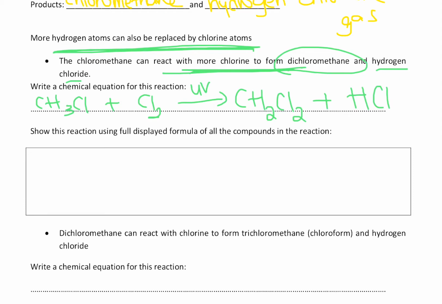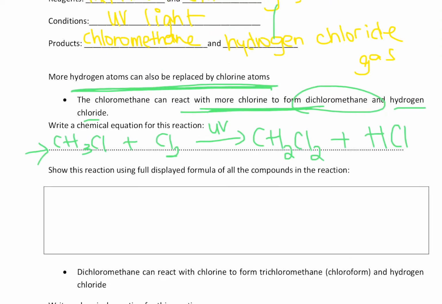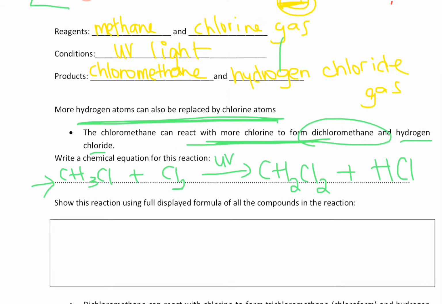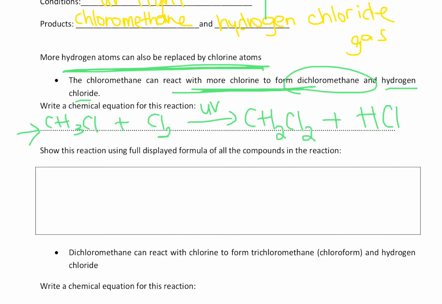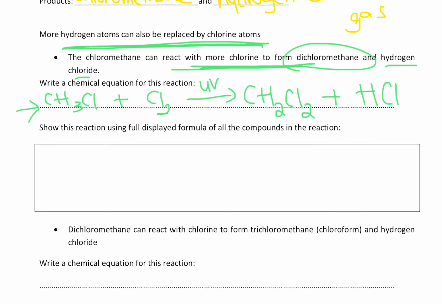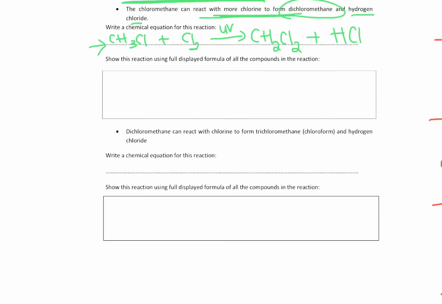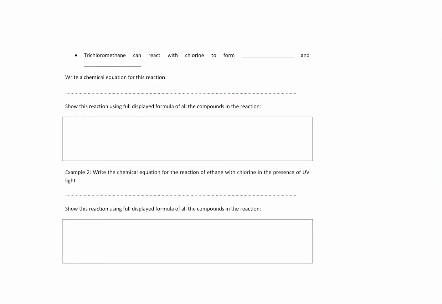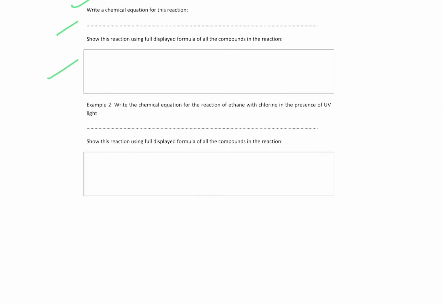And you're going to show this reaction using displayed formula just like that. So for this reaction, you're going to show it just like that. And you're going to do that in your copybook. Take a picture and then upload it in the document. Okay. So then dichloromethane reacts with chlorine, you'll have trichloromethane. And trichloromethane can react with chlorine. I'll let you guess the two products. Write the chemical equation, show with full displayed formula.